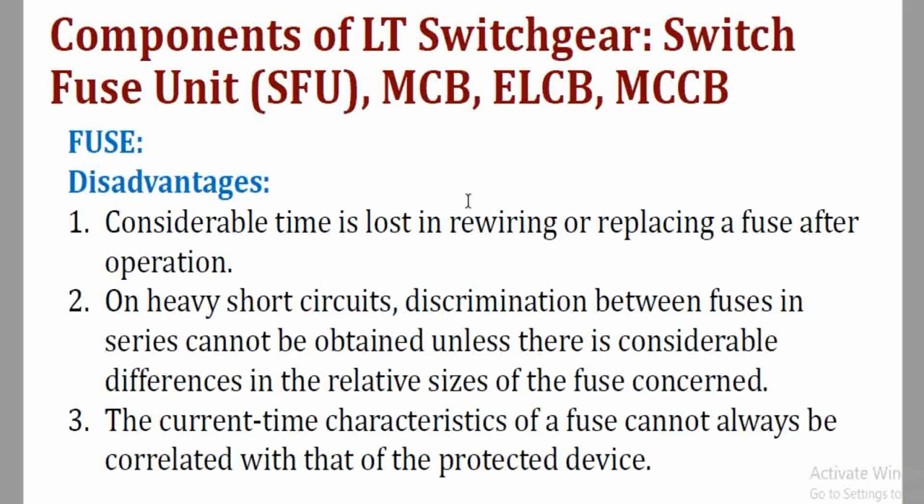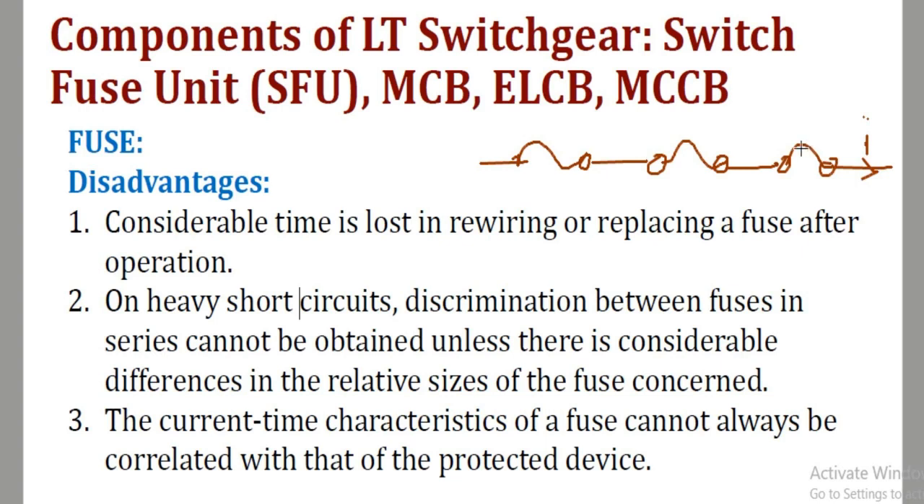So if there are heavy short circuits, let us say there are series connected fuses, the discrimination between fuses in series cannot be obtained unless there is a considerable difference in the relative size of the fuses concerned. That means, let us assume this is the symbol for a fuse here, and let us assume these are three fuses. Let us say all these are connected in series. If I consider I is the current, our fuse rating will be different based on the size of the conductor or fuse element.